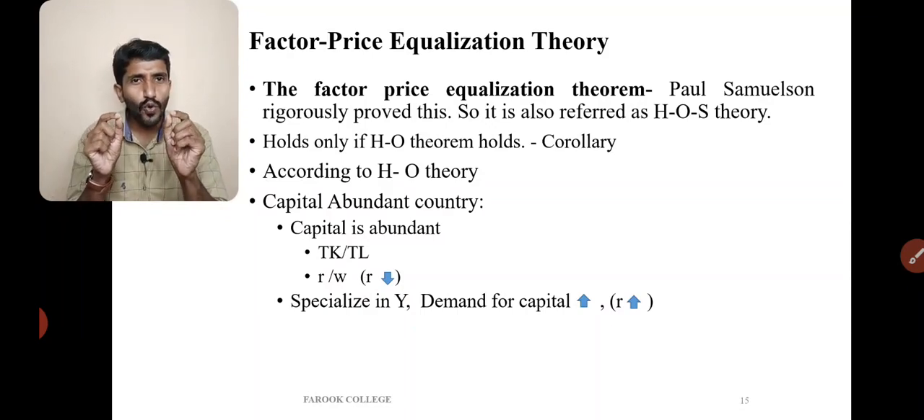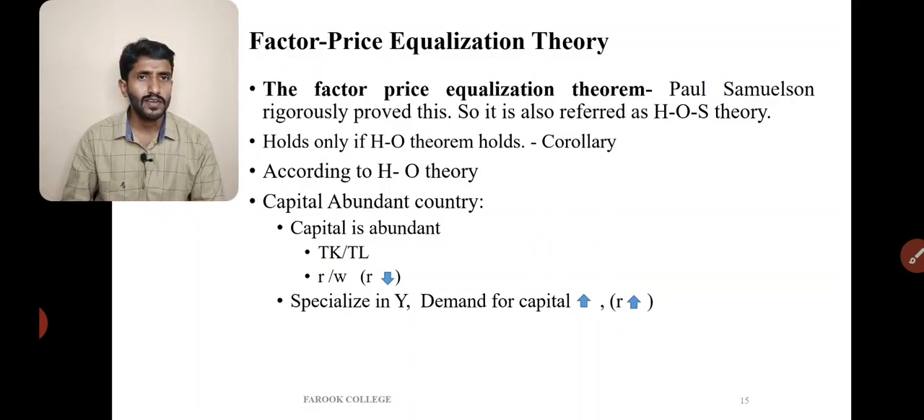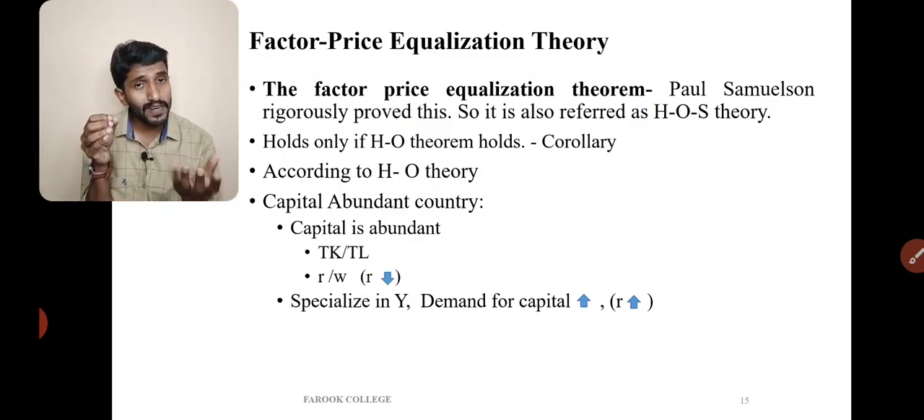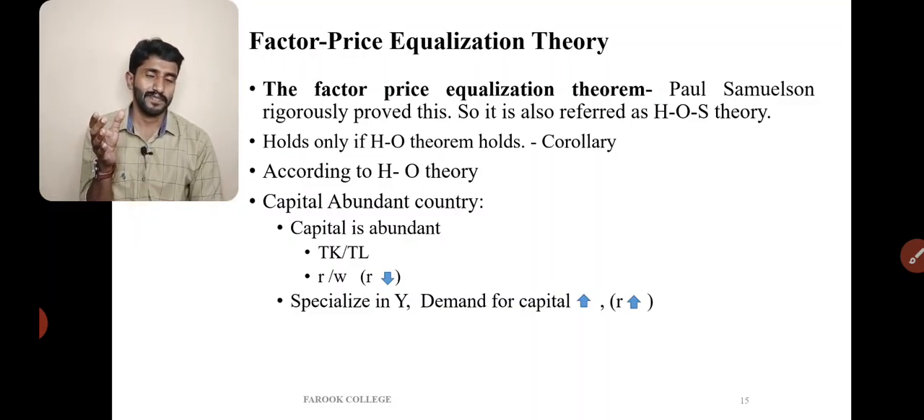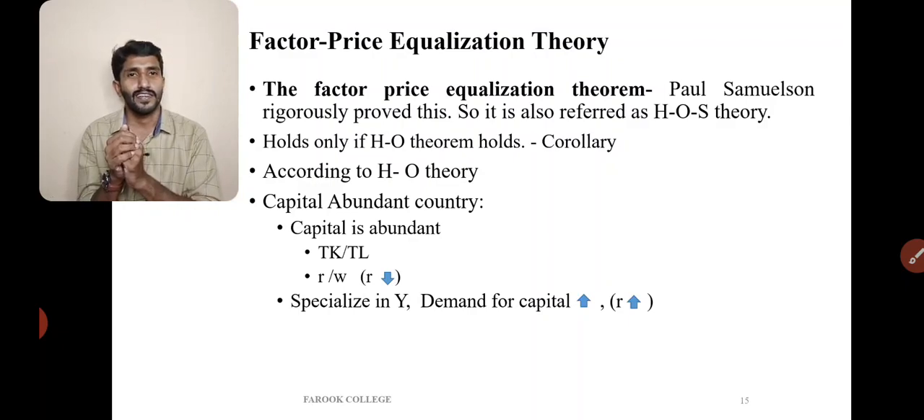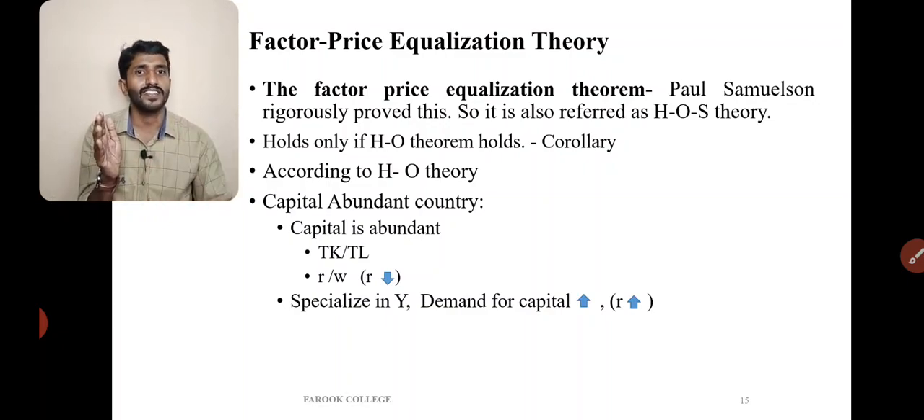Same kind of changes also happen in the price of Y. What was the price of Y in a capital abundant nation? The price of Y will be less because it is made with capital intensive techniques and capital is abundant there. But now after the trade, it has more demand, even from the foreign country. So the demand is high, and the price of Y also will go up. So two changes are occurring: there is a change in the rental price of capital, and also a change in the commodity price of Y.